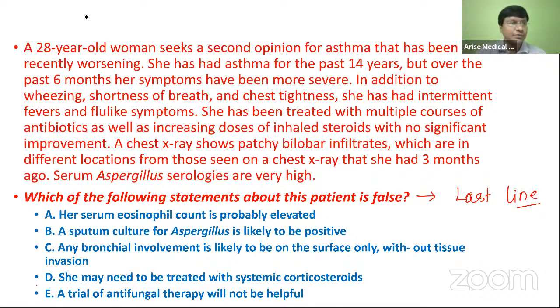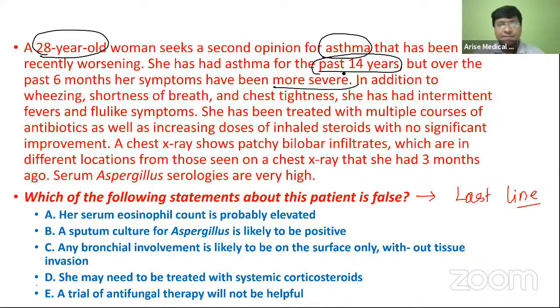So we have a 28-year-old woman who seeks a second opinion for asthma that has been worsening. What is the main complaint? Asthma. She has had asthma for the past 14 years. But over the past 6 months, her symptoms have been more severe. In addition to wheeze, shortness of breath, and chest tightness, she has had intermittent fever and flu-like symptoms.